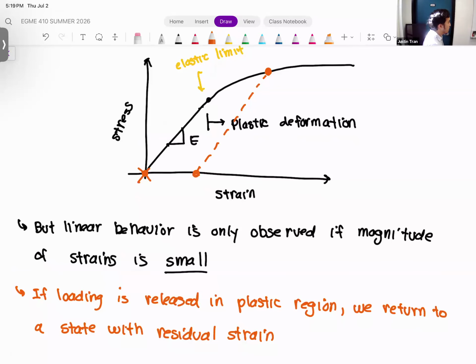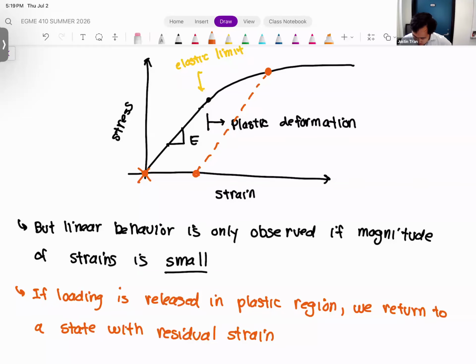So in the linear region, let's say that the magnitude of our stresses and strains is relatively small. If we were to release the load, we actually return back to our original configuration. That amount of deformation, that amount of residual strain, is what we refer to as plastic deformation, and we can't exactly recover from that.